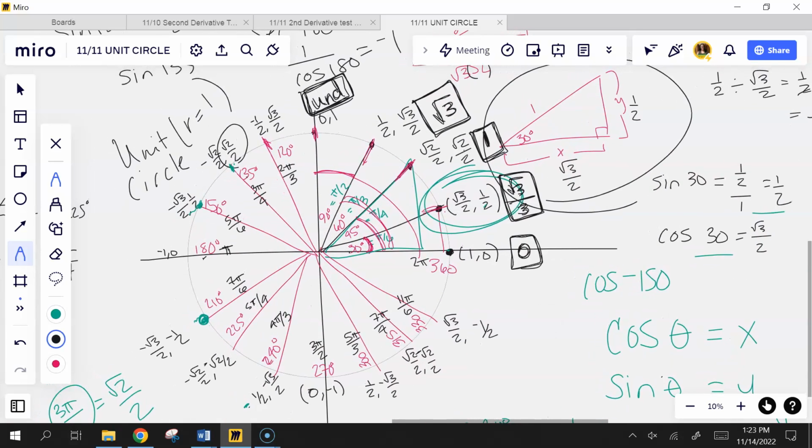No, backwards. 1 over 0 is undefined. 0 over 1 is 0. It's already 1.0.